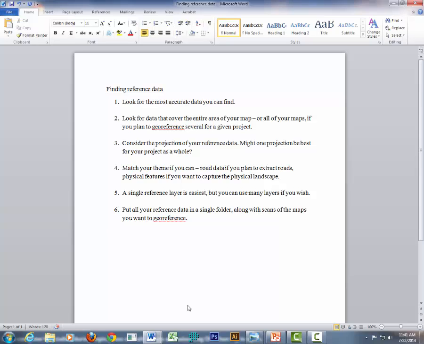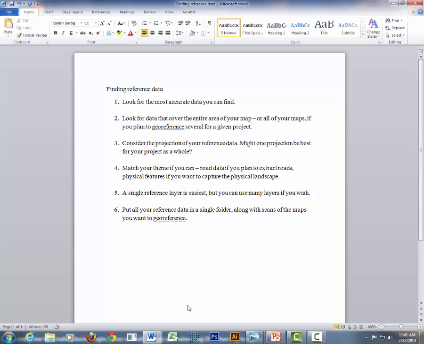Consider the projection of your reference data. It may be that one particular projection would be best for your project as a whole. It might be that you could use data with several different projections for several sets of maps, but again, it's a question you should ask yourself. This can often lead to some constructive early planning conversations with geographers or cartographers who you can draw on for some assistance with this kind of more technical question.